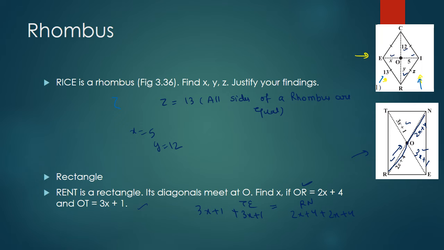Diagonals of a rectangle and square are equal as well. So this will be equal. So 3 and 3, 6x plus 2. 2 and 2, 4x plus 8. 6x minus 4x is equal to 8 minus 2. I will not tell you how to solve it because I just explained how to solve linear equations when variables are given on both sides. 6 minus 4 is 2, 8 minus 2 is 6, x becomes 3. Okay, this is how you can find the values.